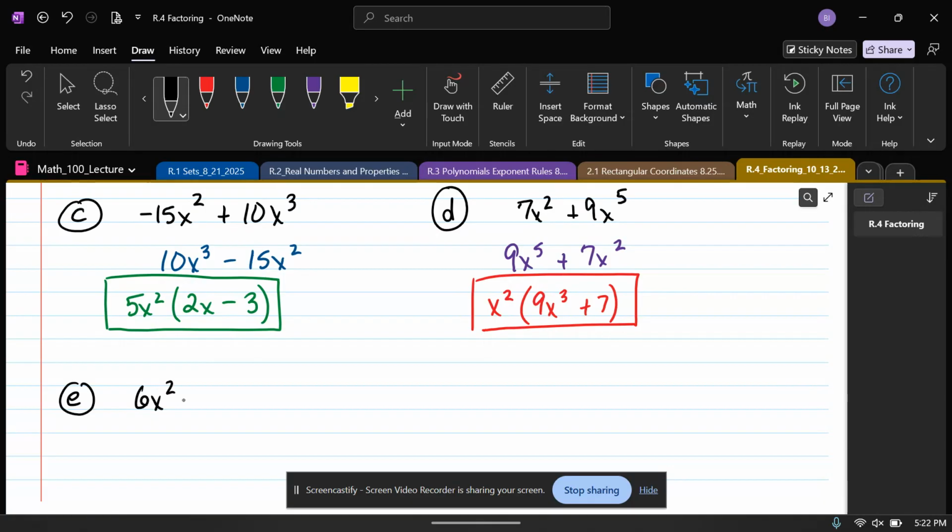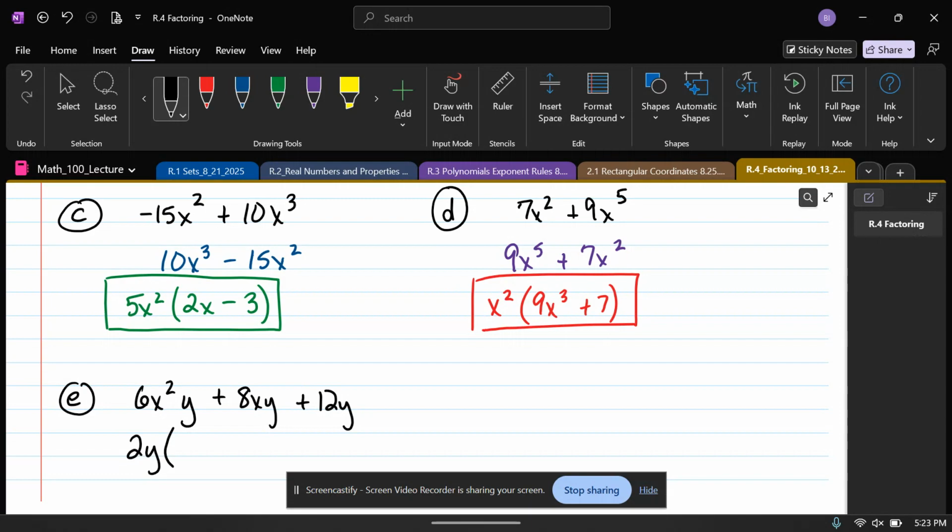6x squared y plus 8xy plus 12y. So a little bigger problem here. Got more terms. Got more letters in it. It's got 2 letters in it. So what do all of those have in common? 2, and everybody's got a y. So I'm going to pull out a 2y.